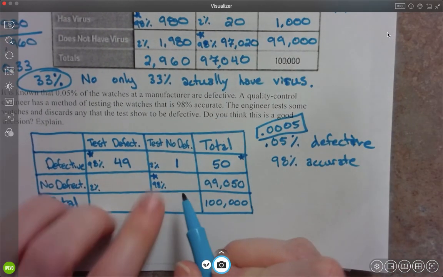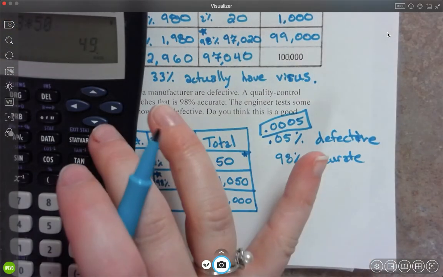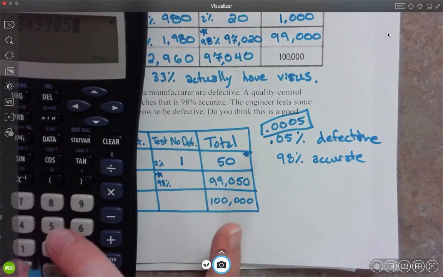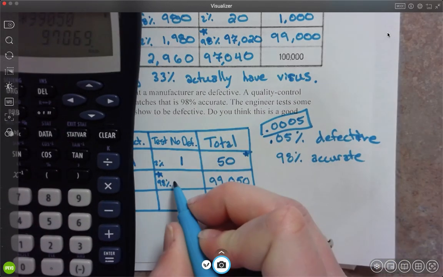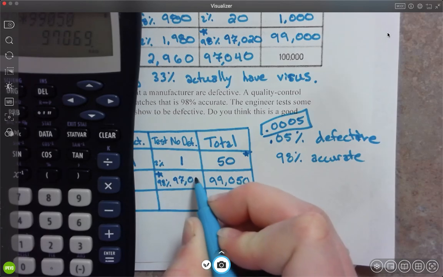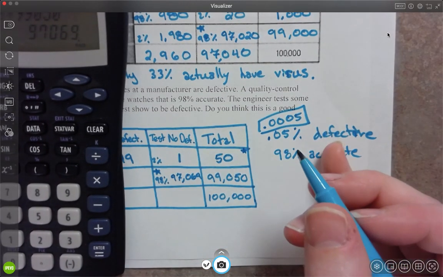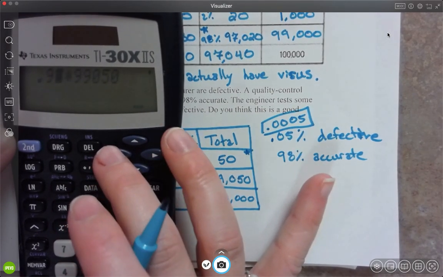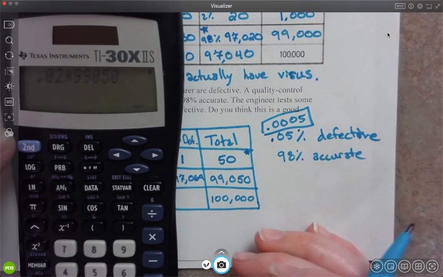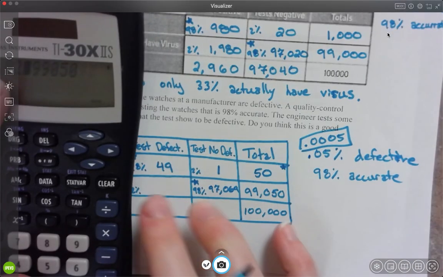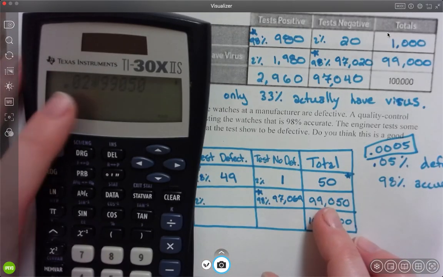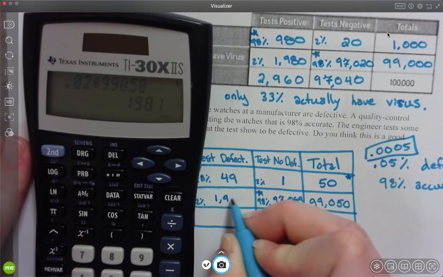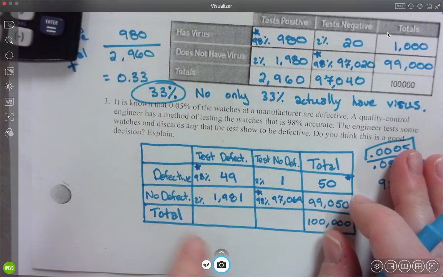This one down here, 98% of this 99,950, 0.98 times 99,950 is 97,069. Okay. I don't want to have to subtract that. Let's go back through and change this to 0.02. So I'm going to find the 2%. Rather than subtracting them, I'm going to do 2% of 99,950, and that gives me 1,981.